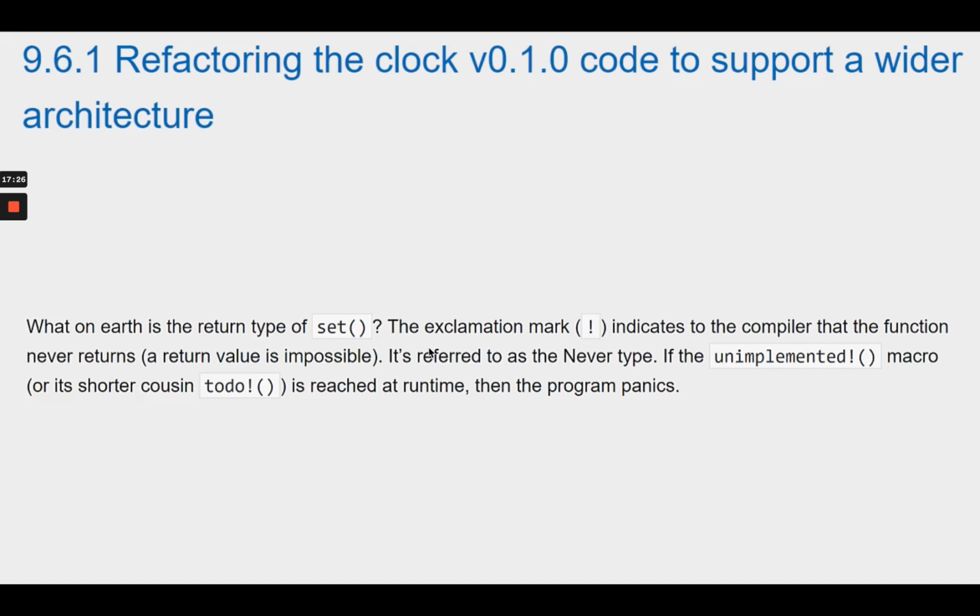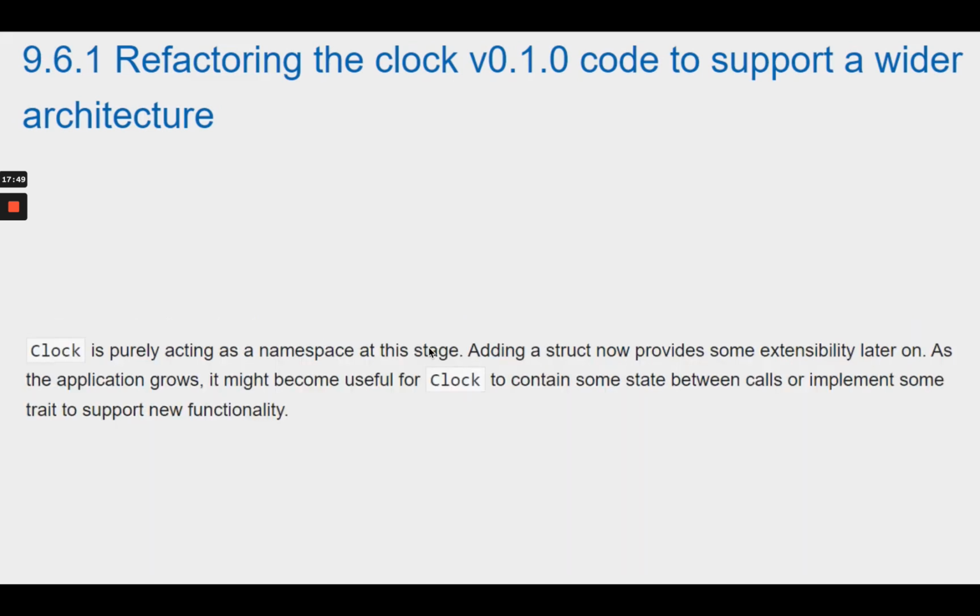What on earth is the return type of set? The exclamation mark indicates to the compiler that the function never returns. A return value is impossible. It's referred to as the never type. If the unimplemented! macro, or its shorter cousin todo!, is reached at runtime, then the program panics. Clock is purely acting as a namespace at this stage.